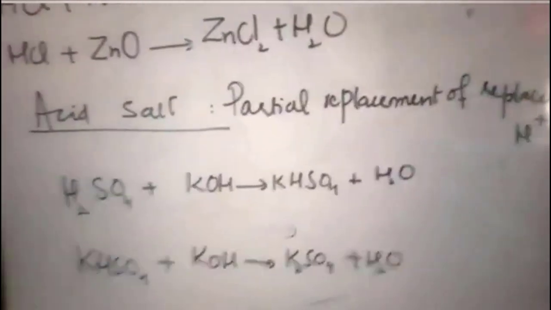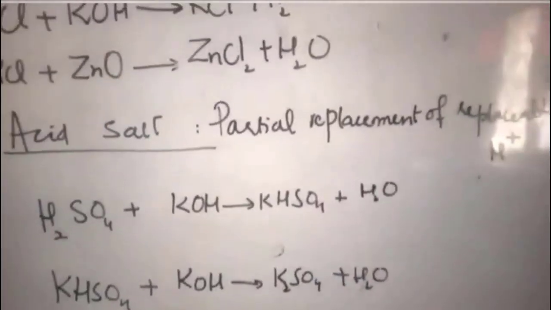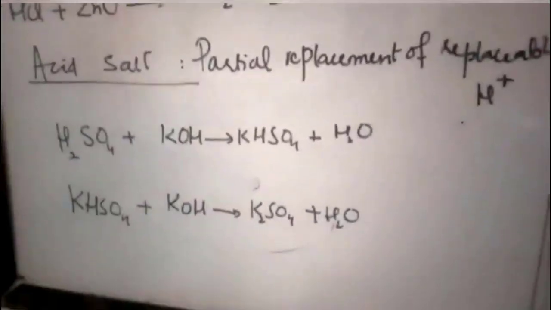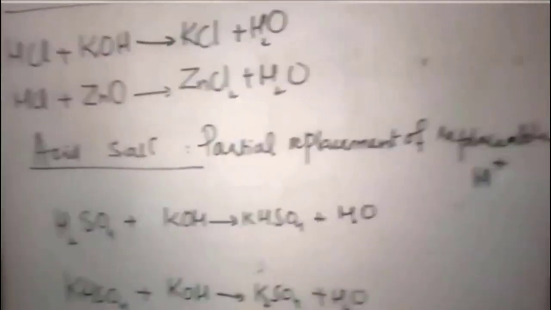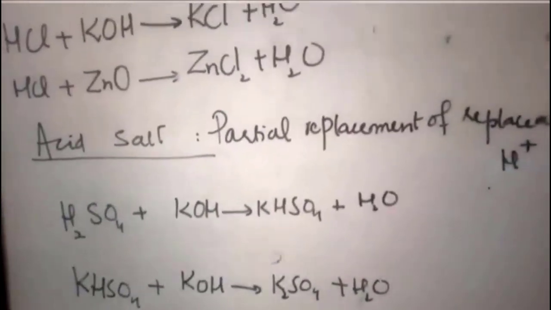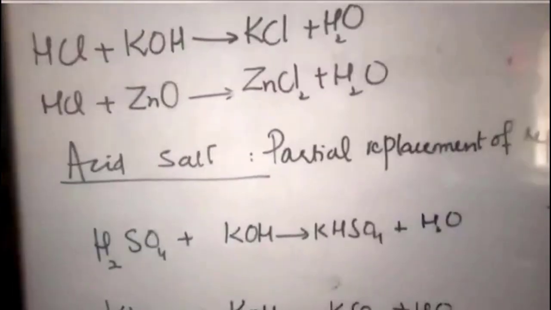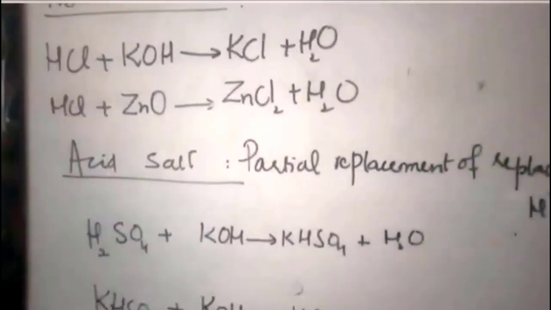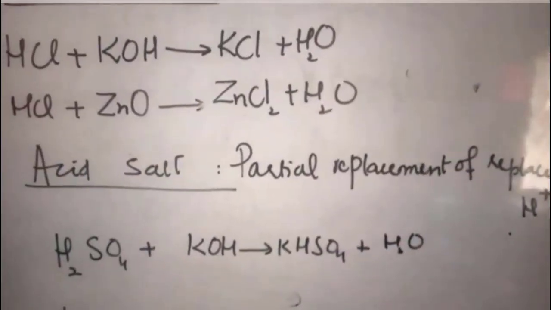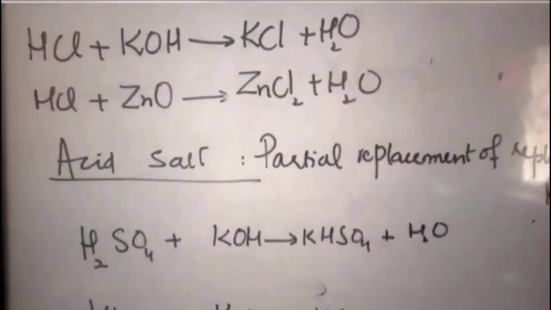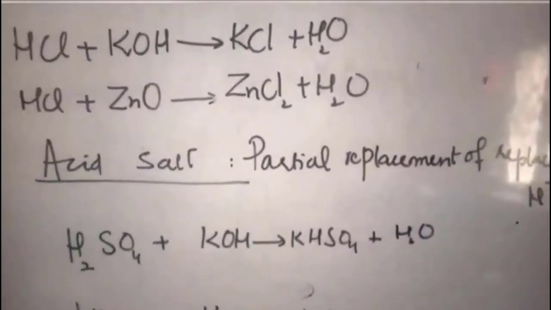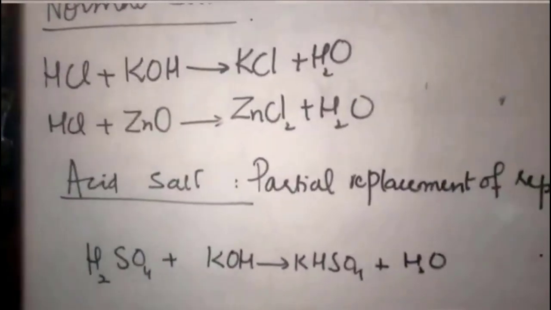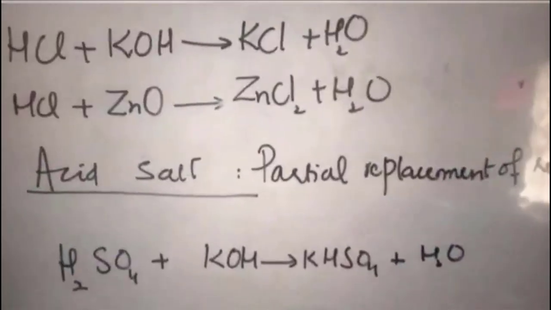The second one are the acidic salts. The acidic salts are usually formed by the partial replacement of replaceable hydrogen. As we see in the above reaction, in the neutralization reaction, hydrogen is completely replaced by the metallic part. But in the acidic salt, the metallic part is not able to completely replace the hydrogen ions. So it has the properties of the acid, like turning red litmus into blue, or giving the properties of the acids. So that's why they are known as the acidic salt.